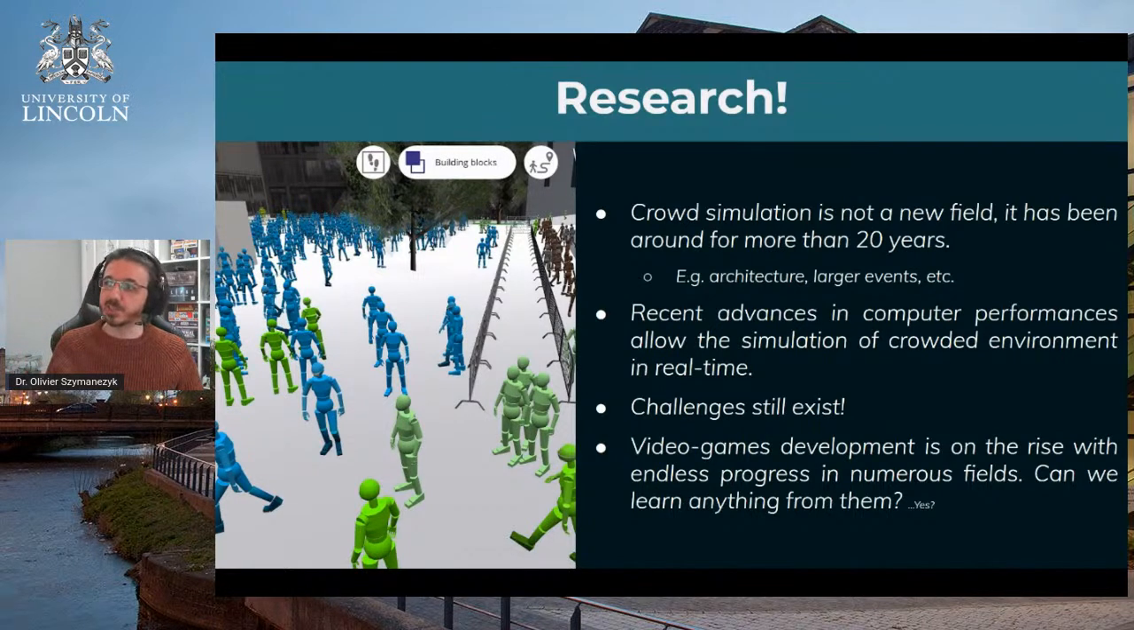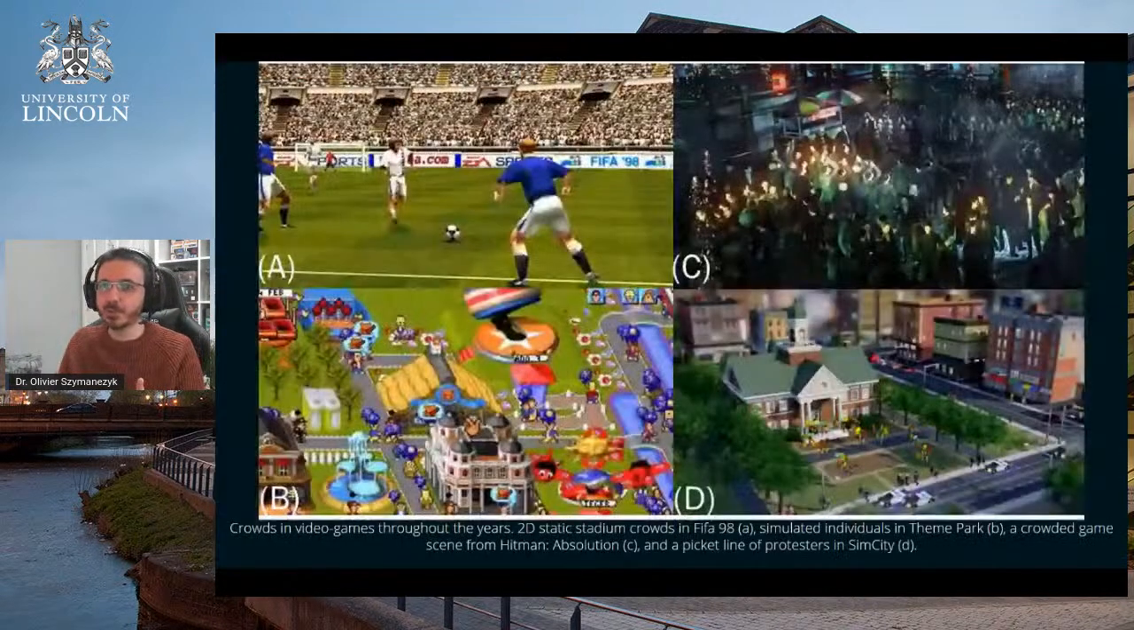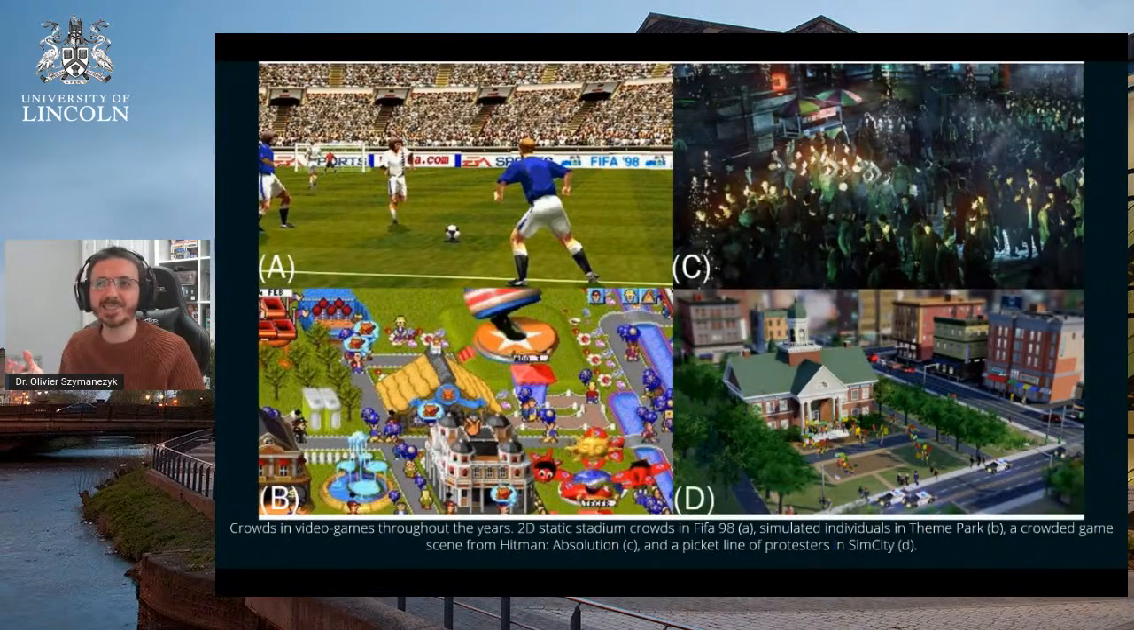However, with recent advances in computer performance, it's easier to create large environment in real time. As I mentioned earlier, there's still challenges that are out there. However, if we're looking at video games, actually, there's been a lot of advances in video games development, and there's endless progress there. Is there anything we can learn from video games development and somehow use that in crowd simulation? Because if we're looking at video games, well, simulated crowds have played a major part of a lot of video games over the last few decades.